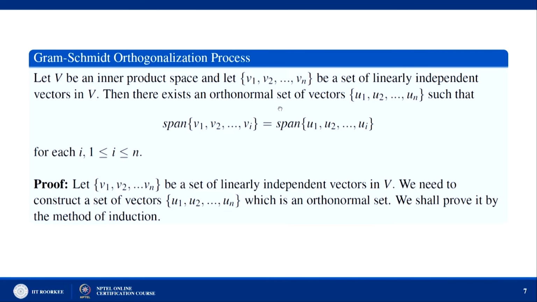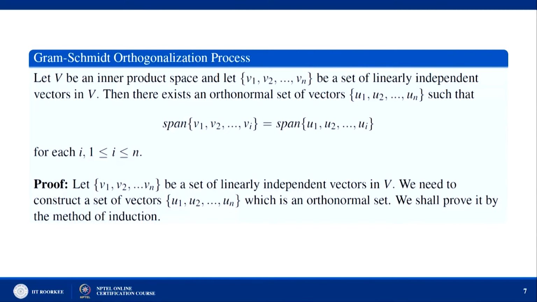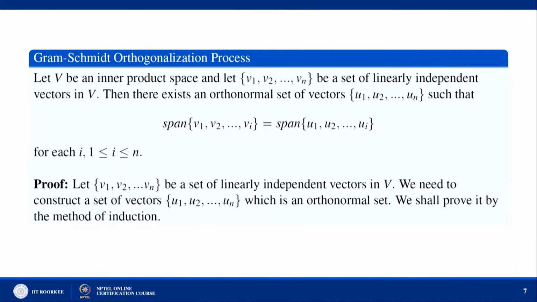Now, what is the proof of this? We can obtain the proof using mathematical induction. We have to construct a set of vectors u1, u2 up to un such that this set is an orthonormal set and the span of u1, u2 up to ui is equal to the span of v1, v2 up to vi for each i varying from 1 to n. In the mathematical induction, first we take i equal to 1. Then we assume the result holds for i minus 1 and try to show that it is also true for i. Now for i equal to 1, we can easily see that we can always set u1 as v1 upon norm of v1.